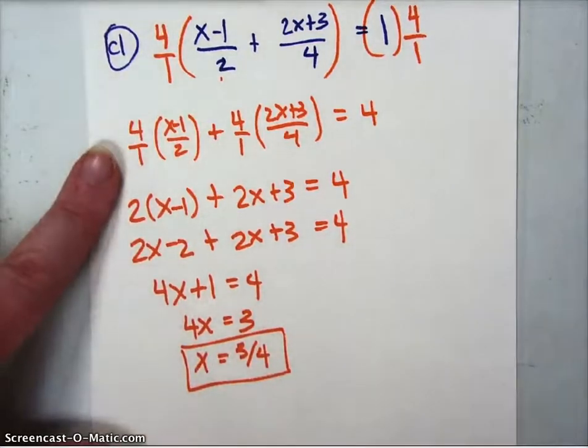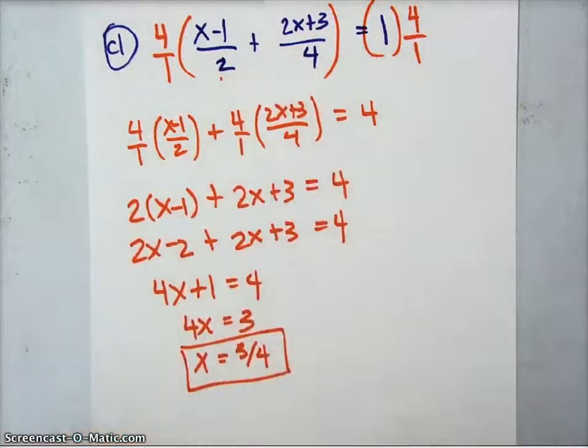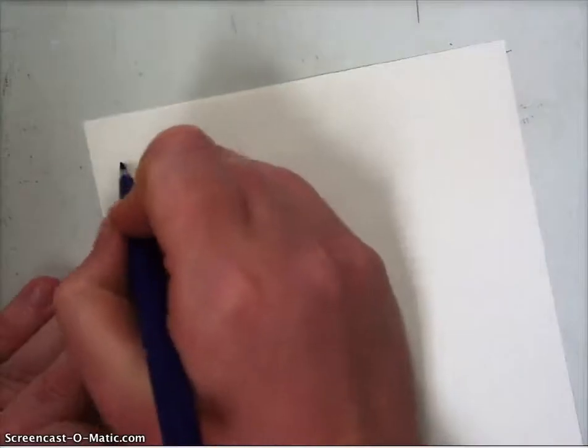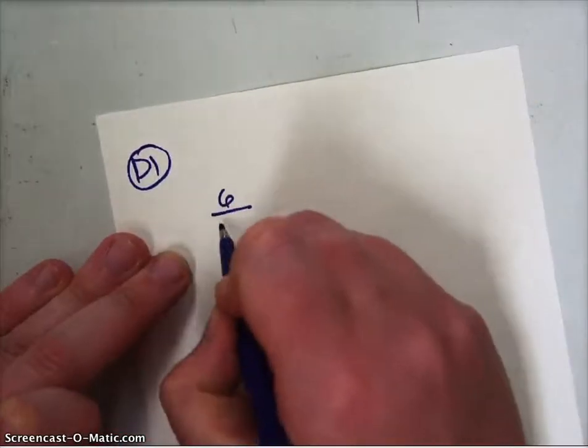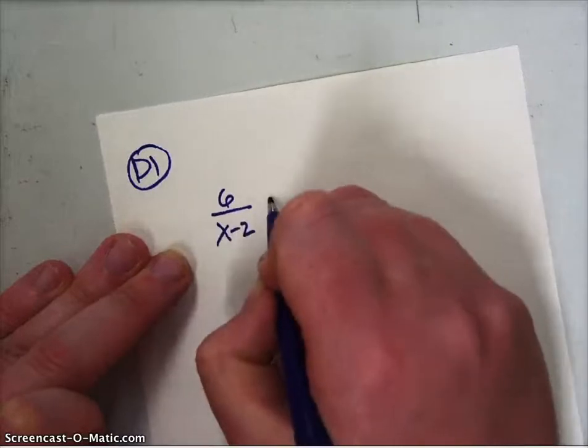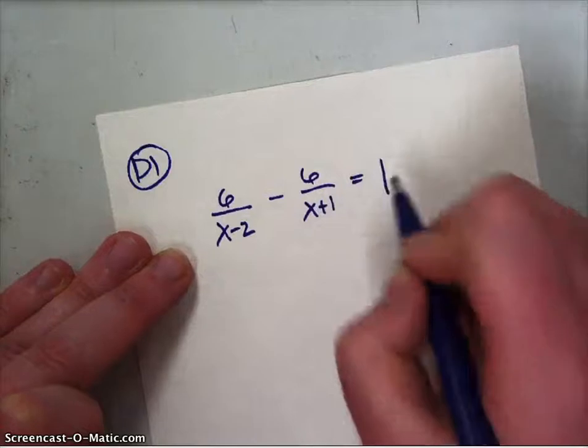So the idea is when you have a rational equation with different denominators, you multiply both sides by something that will clear the denominators. Okay, you're clearing the fractions. All right, our last problem is D1. So for D1, it's 6 over x minus 2 minus 6 over x plus 1 equals 1.